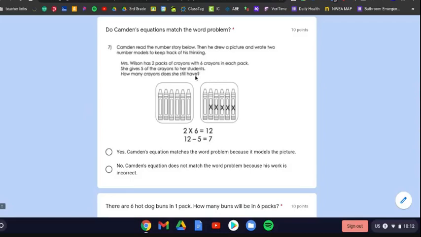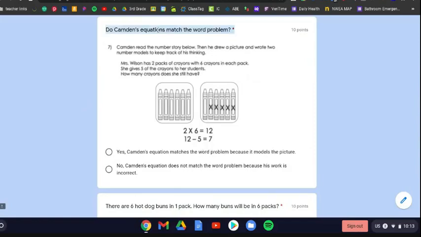Mrs. Wilson has 2 packs of crayons, 1, 2, with 6 crayons in each pack. She gives 5 crayons to her students. How many crayons does she still have? So Camden says that the picture shows 2 times 6 to equal 12 crayons, and then 12 crayons minus the 5 that were given to students equals 7 left.